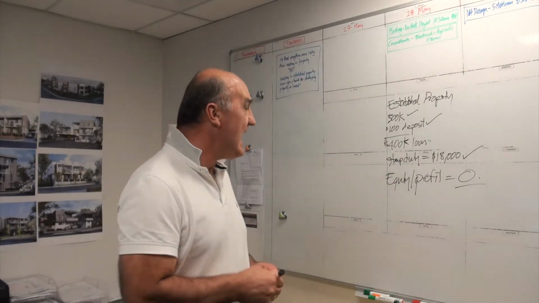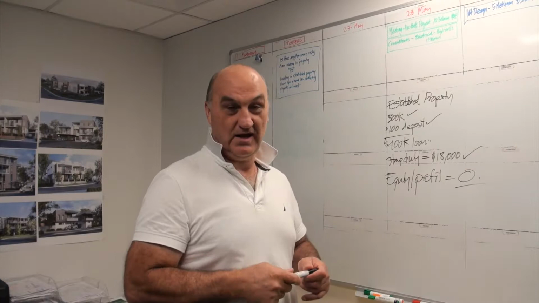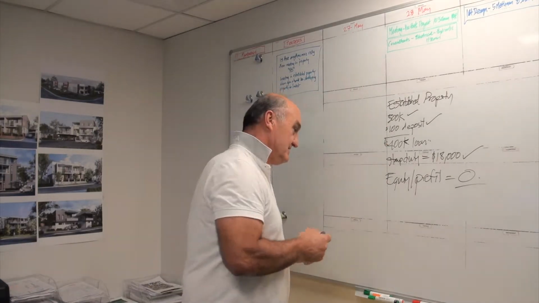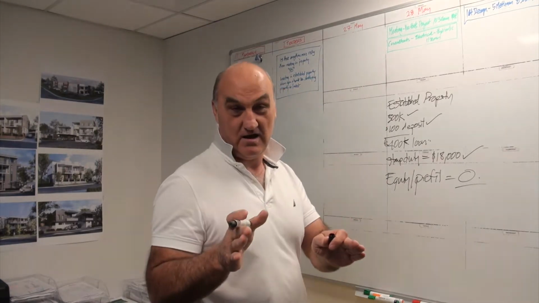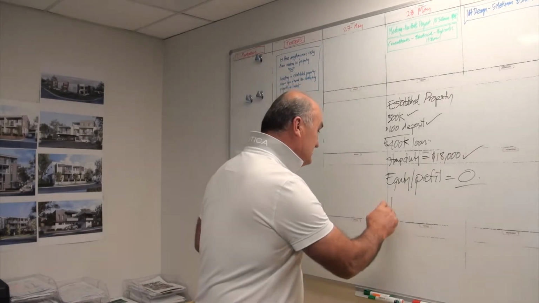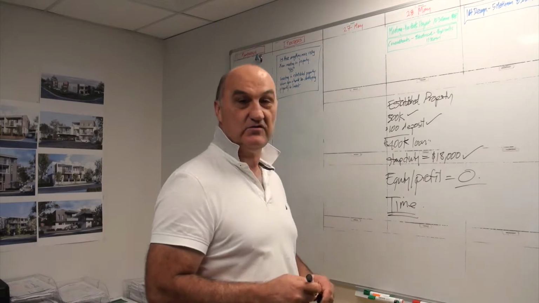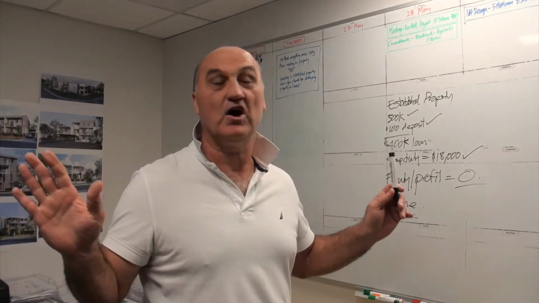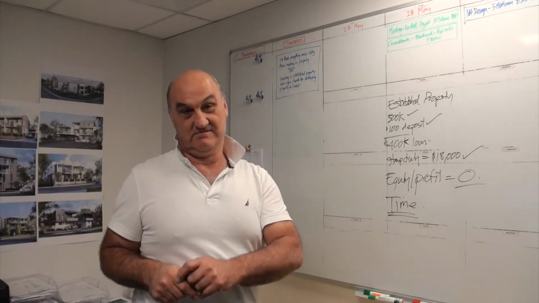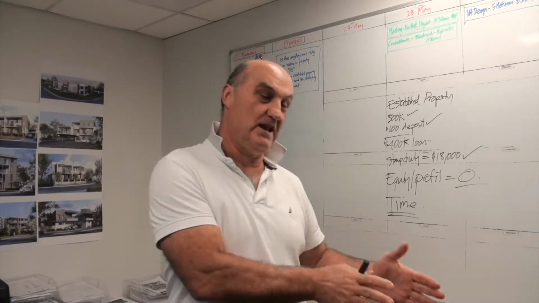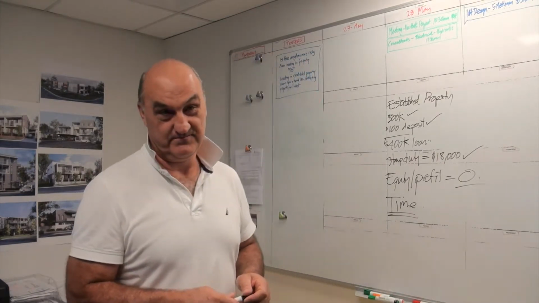Okay? How do you generate profit and equity in buying established? I've got the perfect formula. Foolproof. You know what it is? Time. 1 year, 2 years, 3 years, 4 years, 5 years, 10 years, don't know. It depends on the market. And if we're in a market like we are in now, it's going to take a long time.